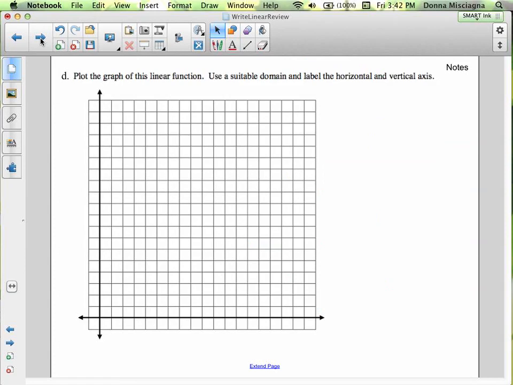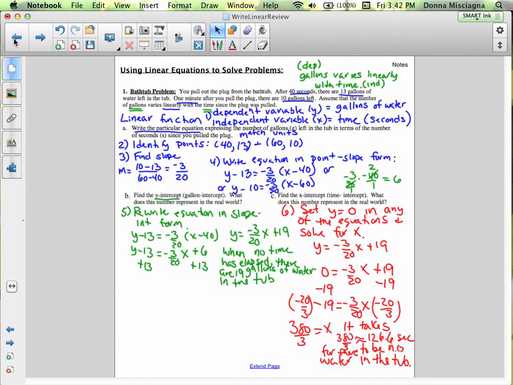The graphing is the only thing we have left. All right, so we need a reasonable scale. Let's see, the largest value on the x-axis is going to be, now negative numbers aren't going to make any sense, right? We're not going to have negative time and we're not going to have negative water in the tub. All right, so we're only going to be dealing with the first quadrant.